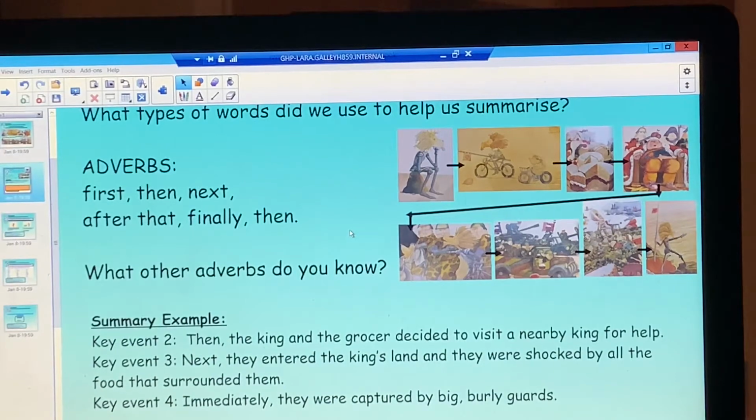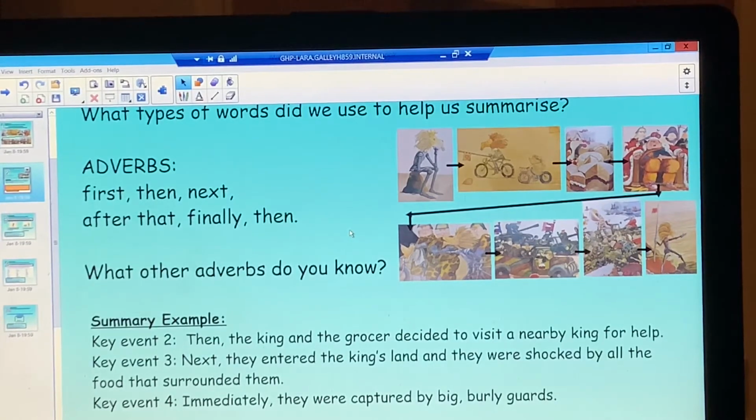The types of words that you might have used to help you summarise could have been words like first, then, next, finally, and these are known as adverbs, and they're also known as time connectives, which you might recognise from when you used them when we were doing our explanation text work. And your summary might have sounded something like this.